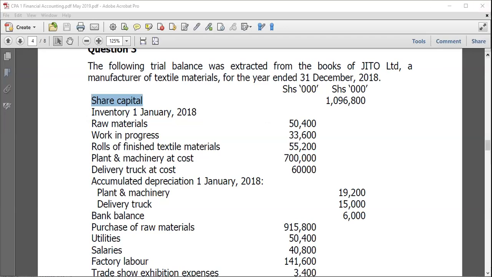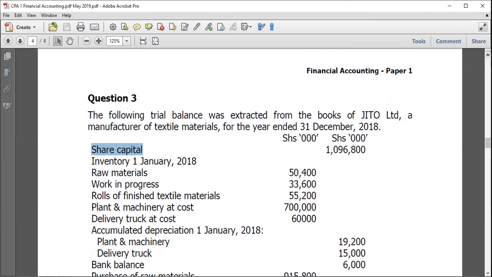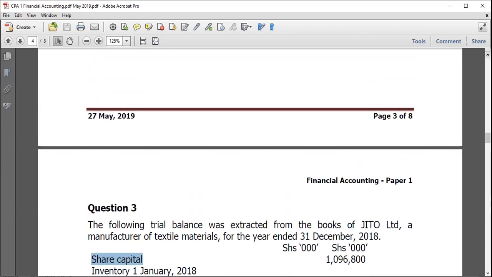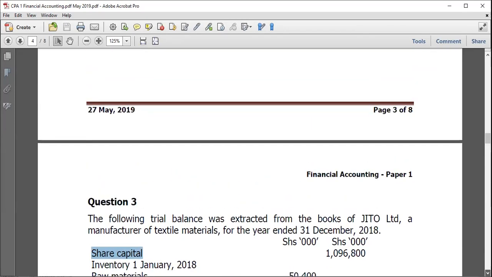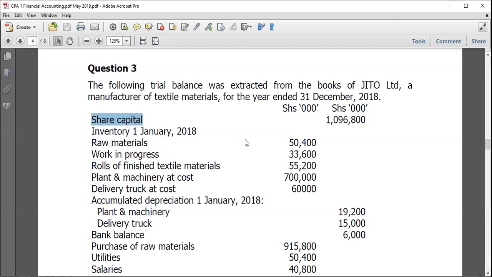Like we're saying, we are looking at this question for May 2019, and it's a manufacturing question. So we are saying that the following trial balance was extracted from the books of Jito Limited, the manufacturer of textile materials, for their year ended that.